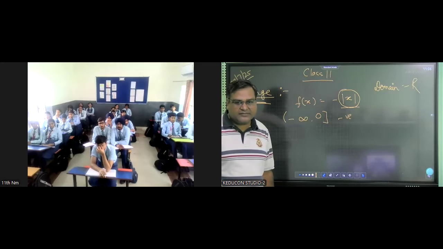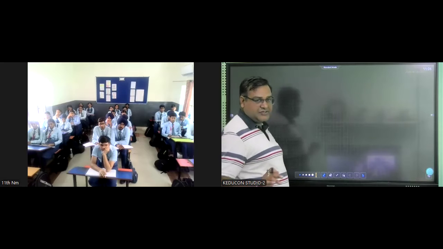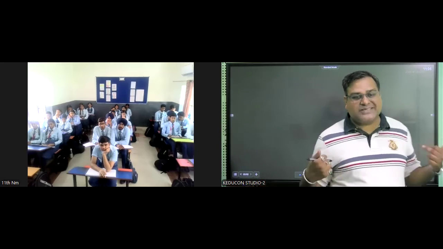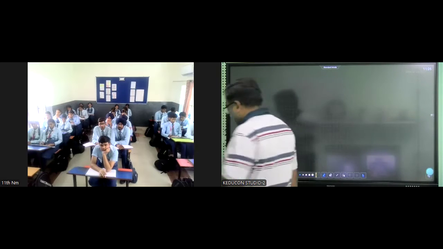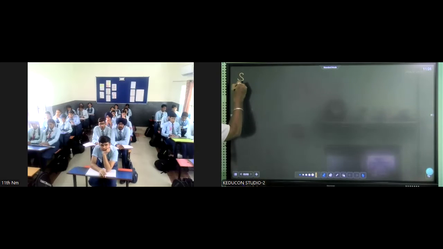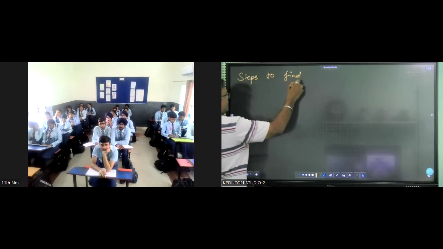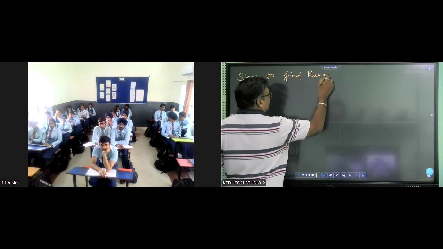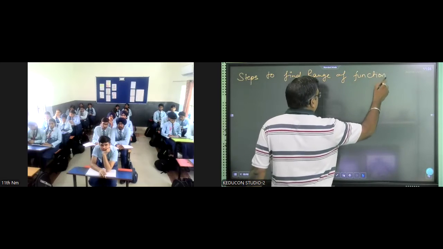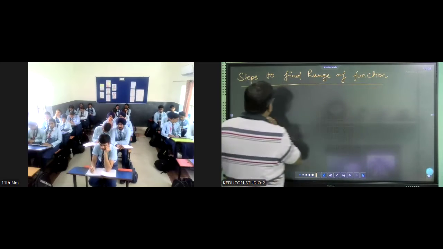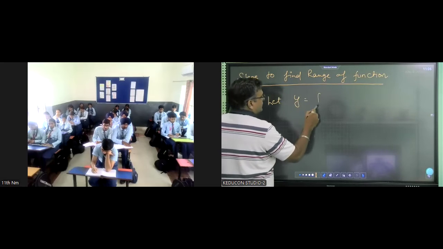This is clear. Now we see what is the rule to find out the range of a function. I'll tell you the steps to find out the range of a function, and then I'll take an example to show you. Now, what are the steps? Step 1: let y equal to f(x).